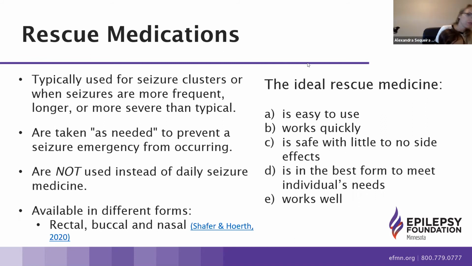And they're available in different forms: rectal, buccal, and intranasal. So some of the characteristics of an ideal seizure medication would be easy to use, works quickly, of course, because you want to stop the seizure, and also you want to stop a second seizure from occurring, is relatively safe with little to no side effects, and is in the best form to meet the particular individual's needs. So the intranasal midazolam, for example, is felt to be a good form of a rescue medication and works well, so it's effective.